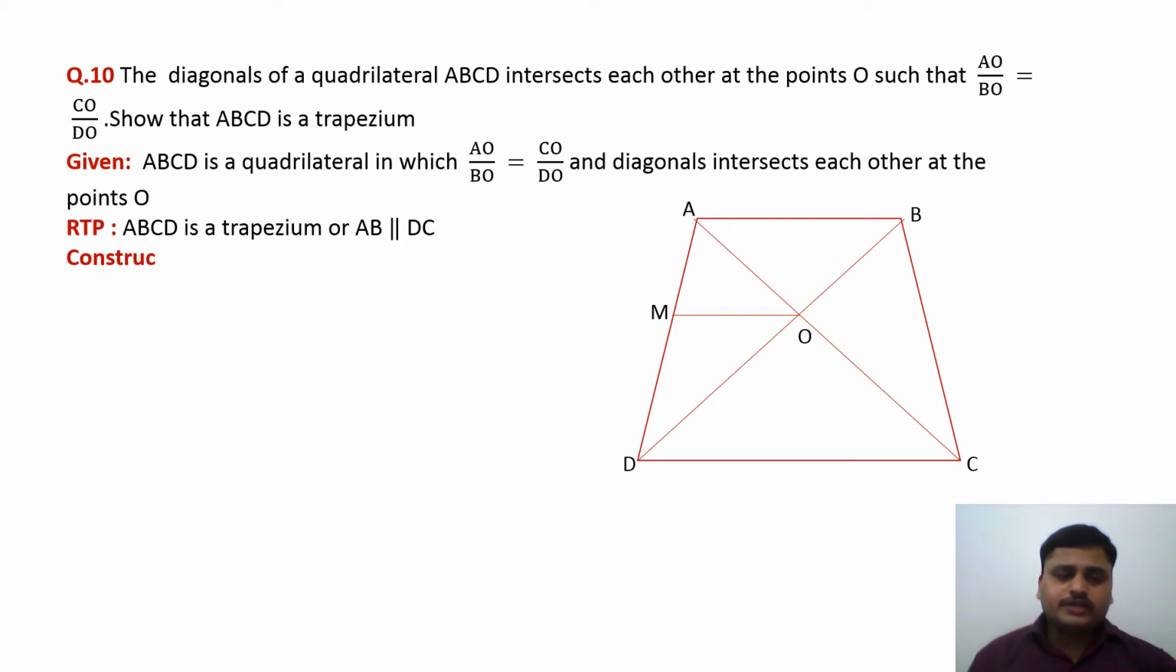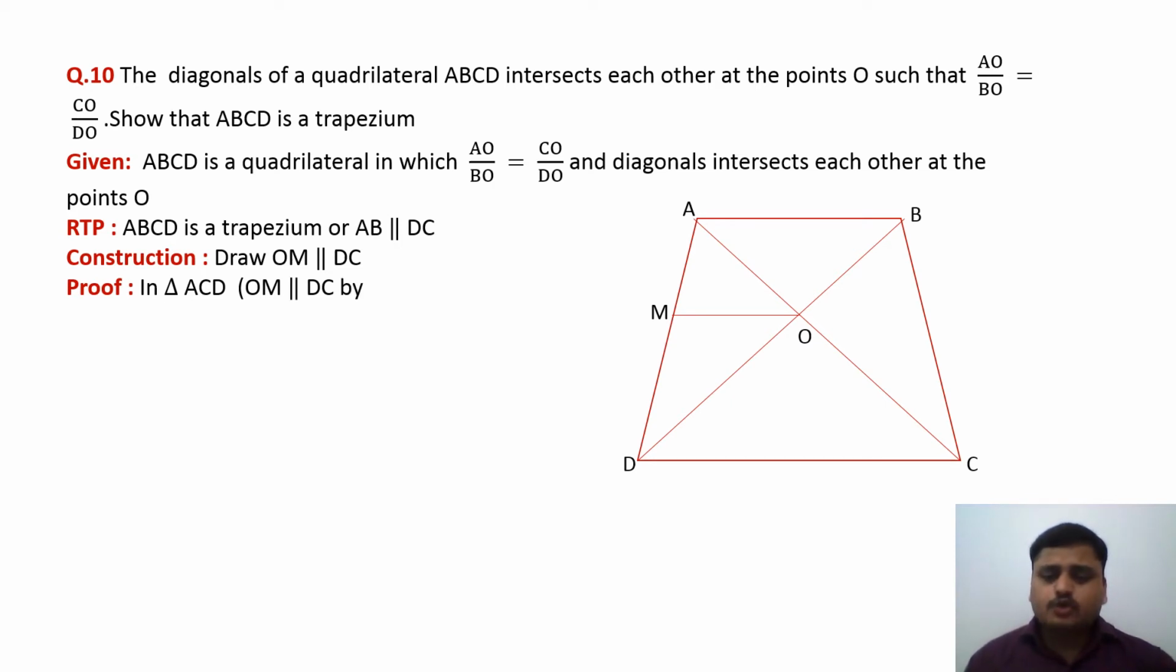Let's do one construction. Draw OM parallel to DC. Let's begin the proof. We will take triangle ACD, and since OM is parallel to DC by construction, we will use BPT in this one. So by BPT we can say that AO by CO is equal to AM by DM.